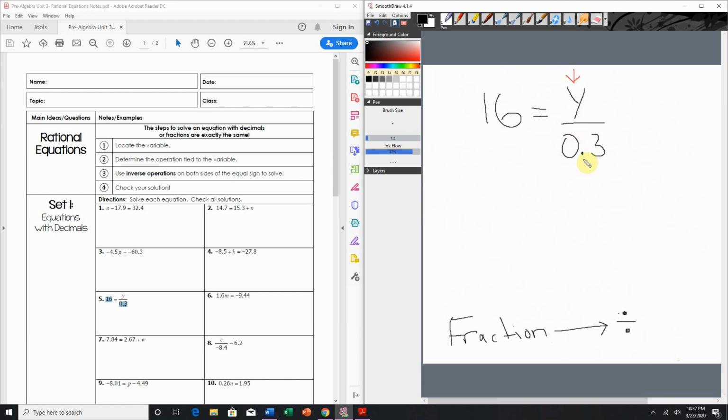So what is the opposite of division? Multiplication. So we're going to always multiply whatever is in our denominator. So in this case, we're going to multiply by 0.3. So we're going to multiply by 0.3. Draw our balance. So whatever we do on one side, we have to do on our other.